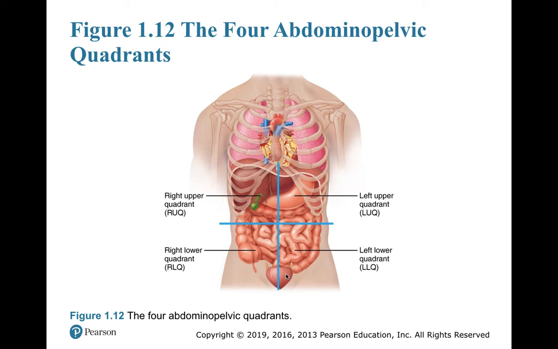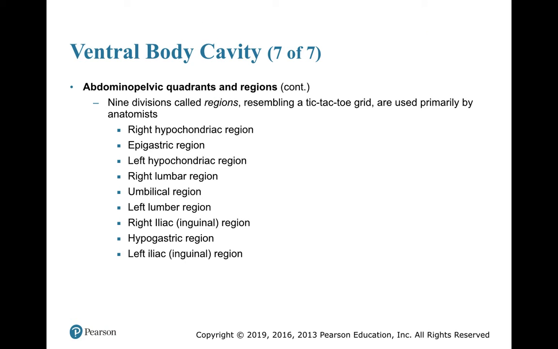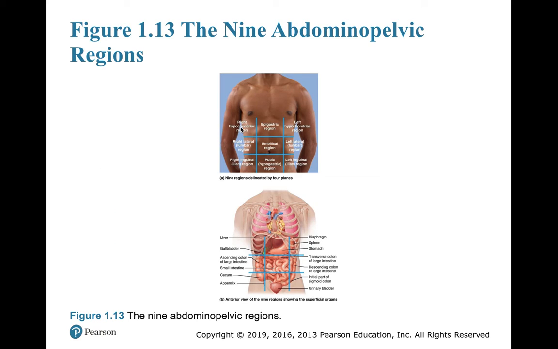If you are in a surgical setting, or if you are in an academic anatomy setting, you're probably not going to use just those four quadrants. You're going to divide it up into nine regions. It kind of looks like a tic-tac-toe grid. It would be the right hypochondriac, epigastric, left hypochondriac, right lumbar, umbilical, left lumbar, right iliac, sometimes called inguinal, hypogastric, and left iliac region.